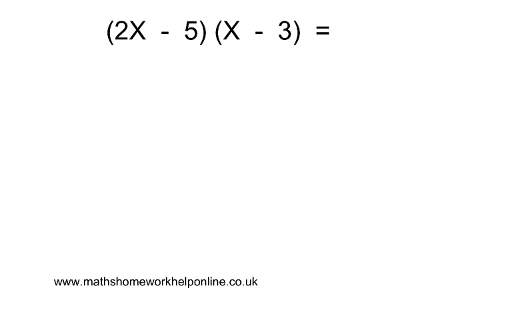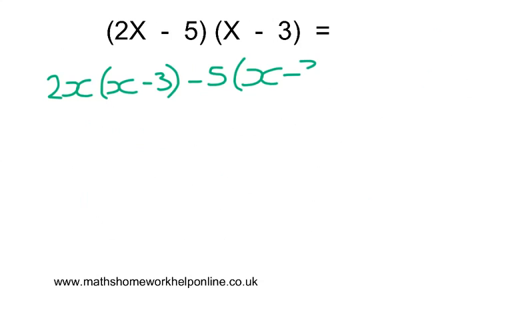Okay, and the final example we're going to look at is another double brackets and just practice what we've just gone over. So I'm going to use the first method. So I'm going to take 2x and multiply it by the second bracket, so x minus 3, and then take the minus 5 and again multiply it by the second bracket, so x minus 3 again, and now expand the brackets.